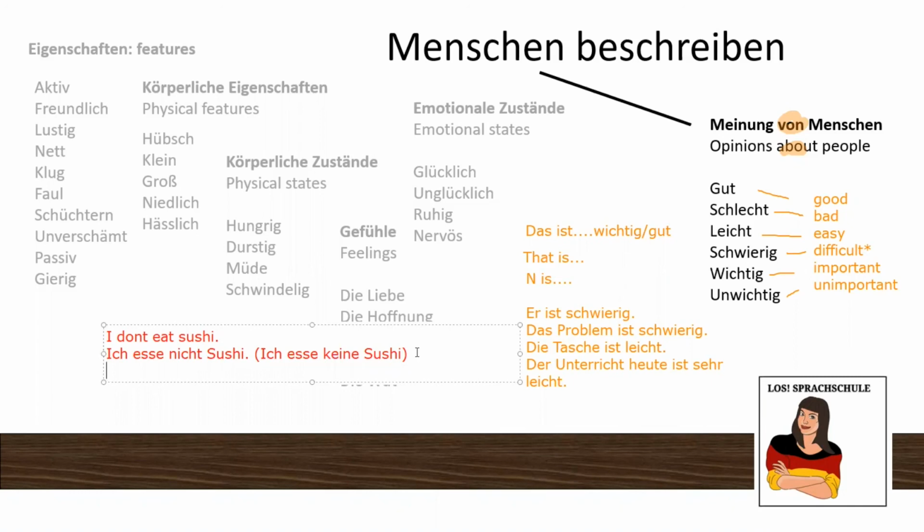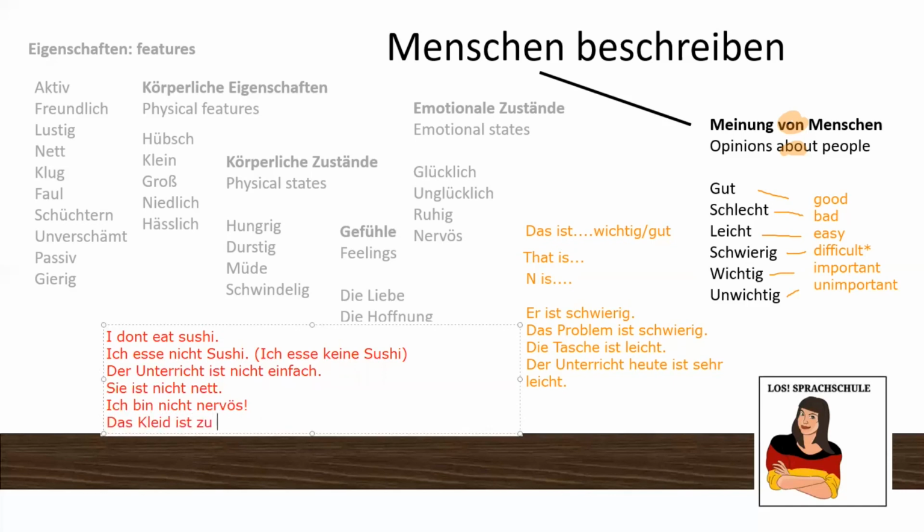If you want to say something is not something, der Unterricht ist nicht einfach. So, the nicht comes between the verb and the adjective. Ja? Sie ist nicht nett. She's not nice. Ich bin nicht nervös. I'm not nervous. Ich bin nicht nervös.